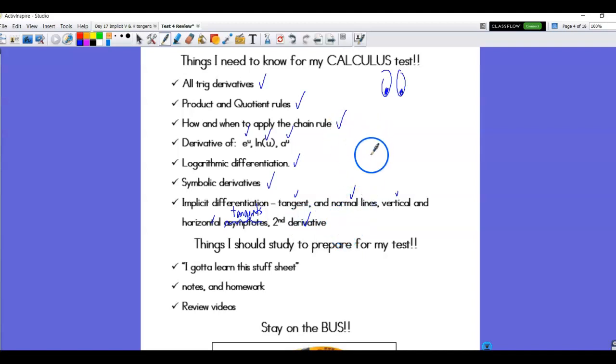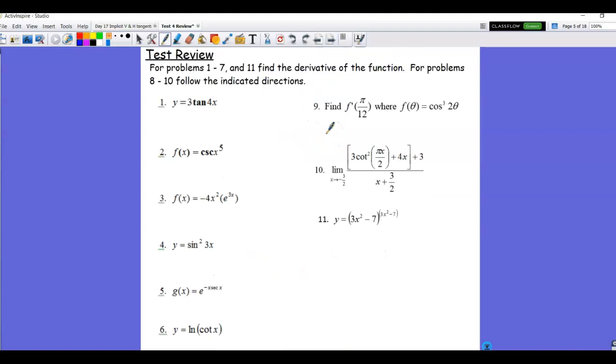So this test is really packed full of stuff, so don't take it lightly, take it seriously. In your packet, you have done a sheet called I Gotta Learn This Stuff. It's a really important sheet. It has a lot of information. It has a lot of practice of the chain rule, and it gives you a good practice for math eyes. So let's jump into the review, which is in your packet, and begin with problem number 1.